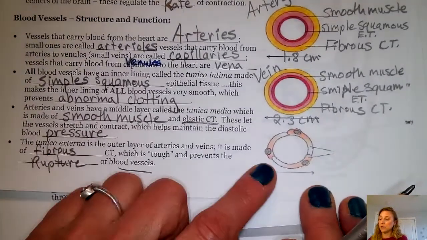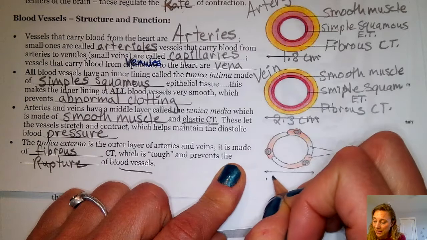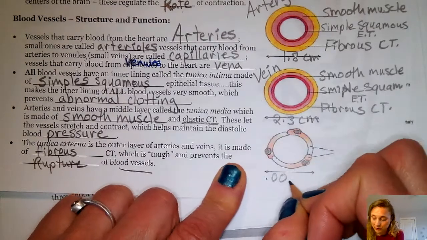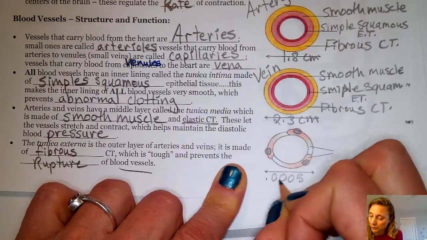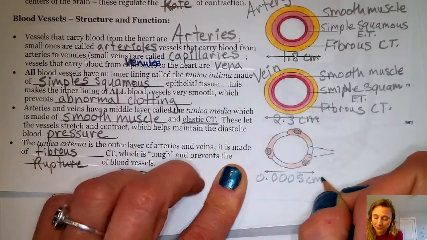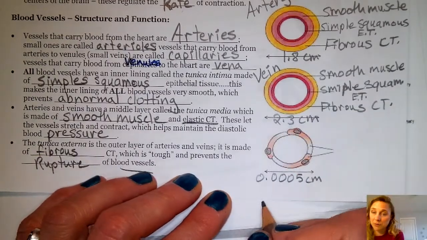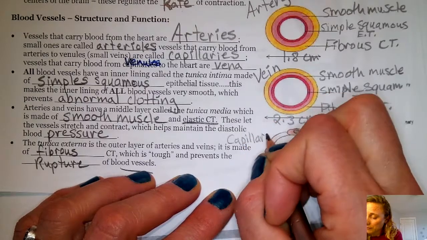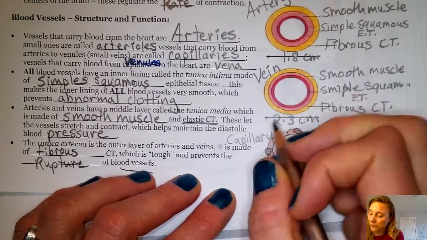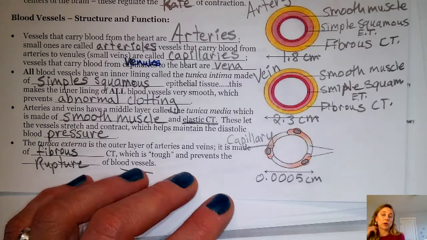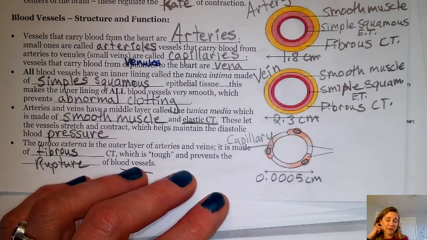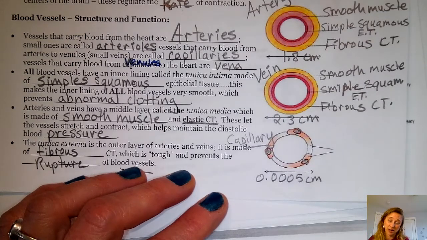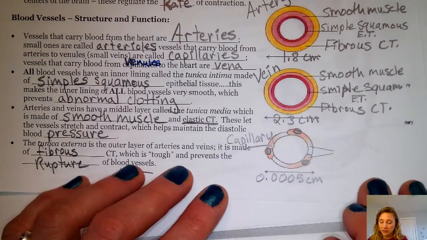This little guy over here, by the way, is not proportionate. He's tiny. This is your 0.0005 centimeter diameter capillary. The capillaries, as you can see later, are more of a network of really, really tiny vessels. You don't even know you're cutting one when you cut one.